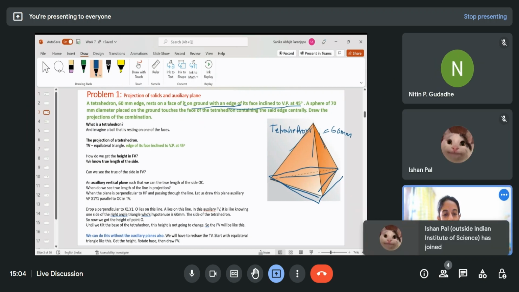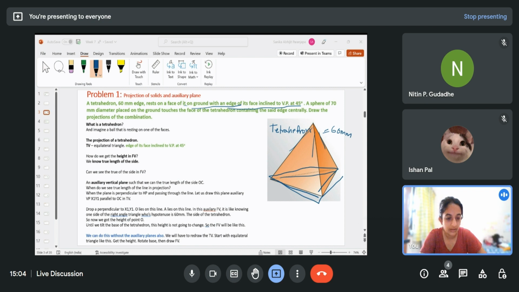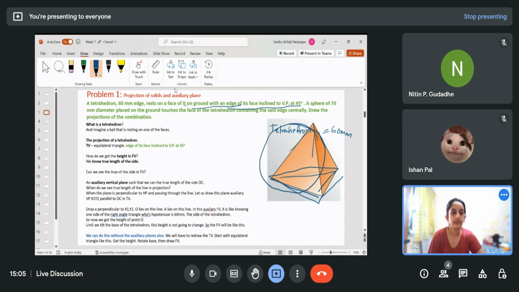Now they have given that there is a sphere which is of 70 diameter placed on the ground and touches the face of the tetrahedron. So imagine we have a sphere here, somewhere like this, which is touching this face and is placed on the ground.